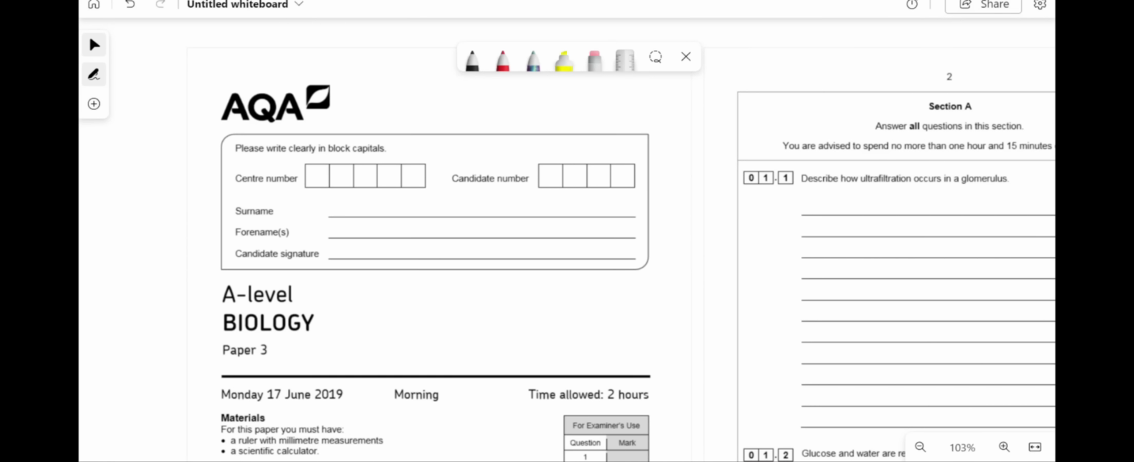Welcome back to the A-level cookbook. Today we're going to be doing paper 3 from June 2019 for biology. So it says, describe how ultrafiltration occurs in a glomerulus. So you need to remember the structure of your kidneys and stuff.